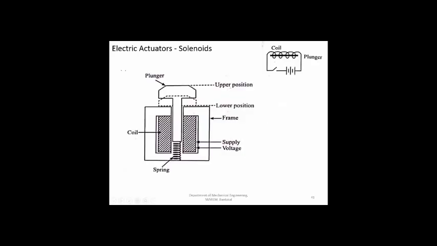Now, in case of the electric actuators, if you want the linear movement, there is something called the linear motor. A linear motor is a simple electrical DC motor which has an infinite radius. So instead of having a rotary motion, it will have a linear motion. Construction and operation is more difficult, and it is also costlier.